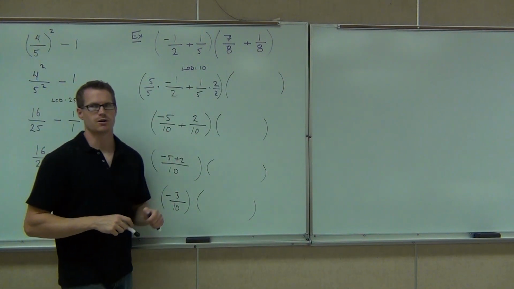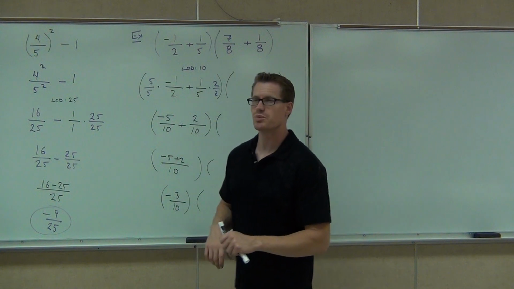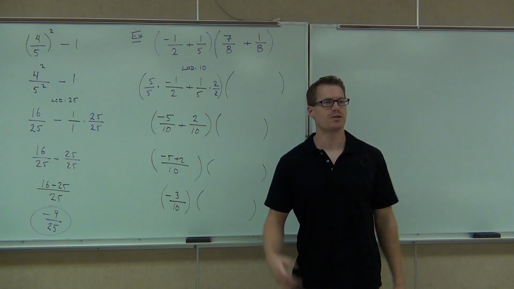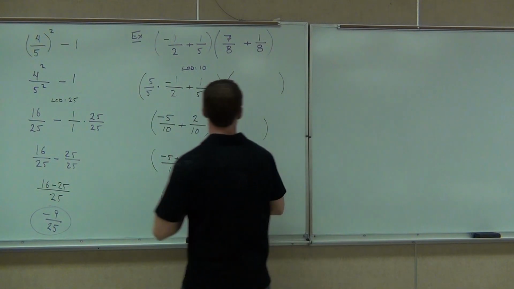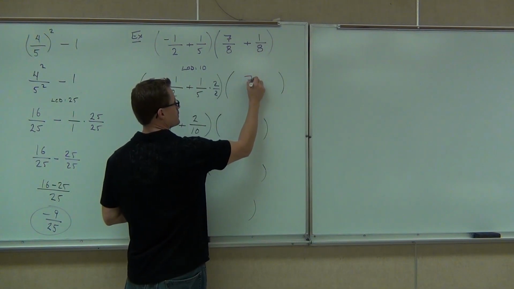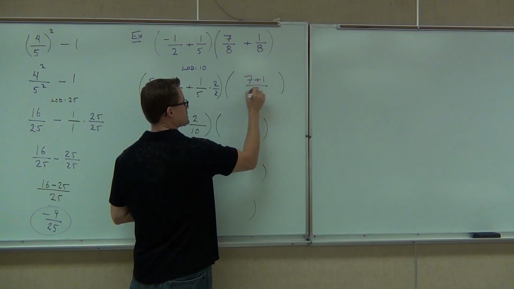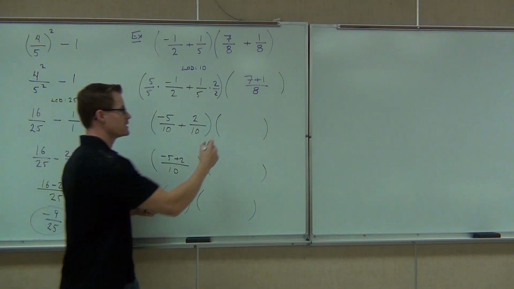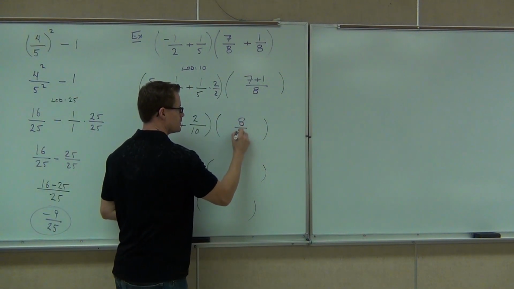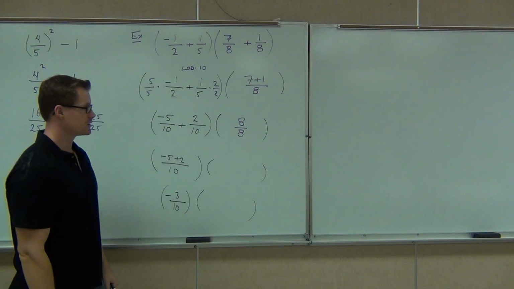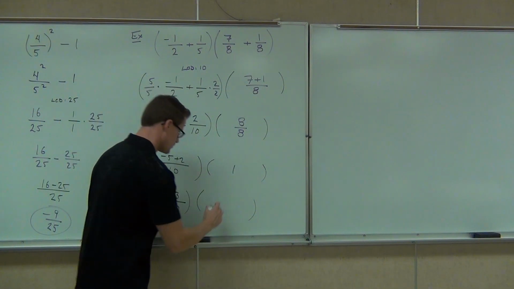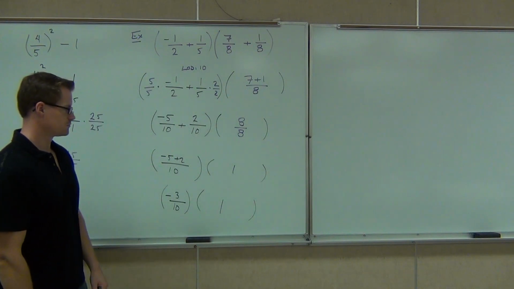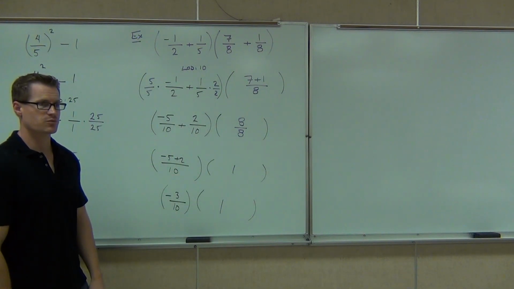Now we can finish this off. How about the 7/8 plus 1/8? Do we need to do anything there to find a common denominator? No. That's great. It's already got one for us. So we're just going to write this as 7 plus 1 over 8. That's going to be 8/8. Yeah, that's 1. Okay. We didn't really change anything on the right fraction from there to there.